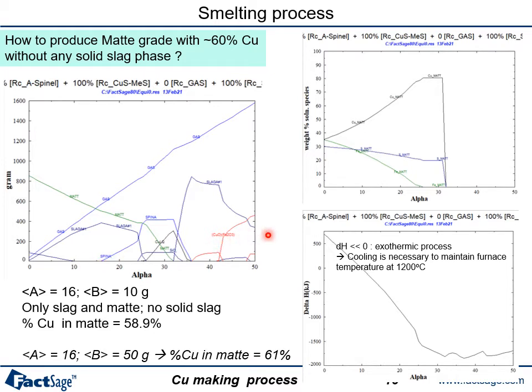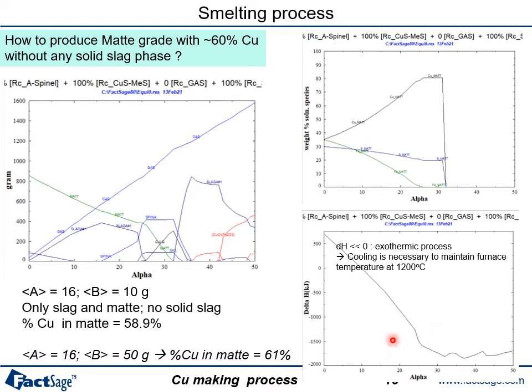Okay. And then if you look at the composition of your matte with oxygen, it looks like this. So this is the amount of copper in the matte, and this is the sulfur amount, and this is the iron amount. So if you look from 10 to about 16, the copper content keeps increasing and the iron content keeps decreasing. And so you can see that 60% is about here, and that is reached at around 16.